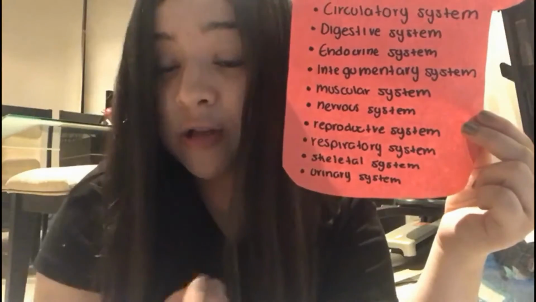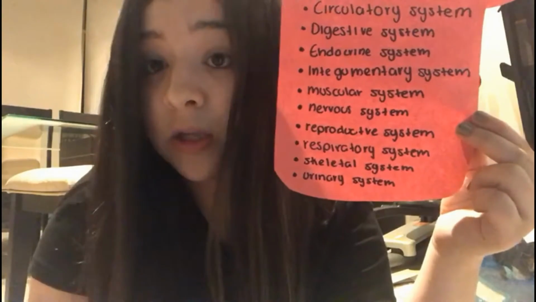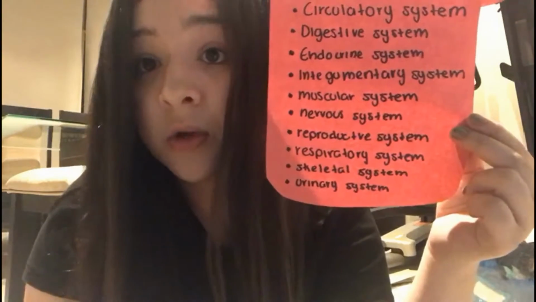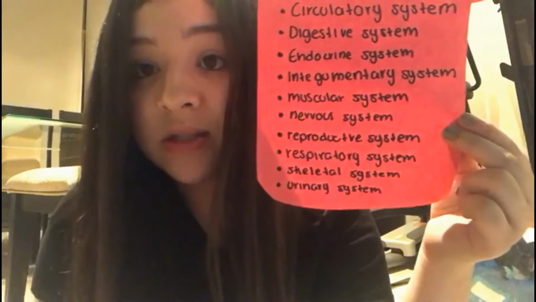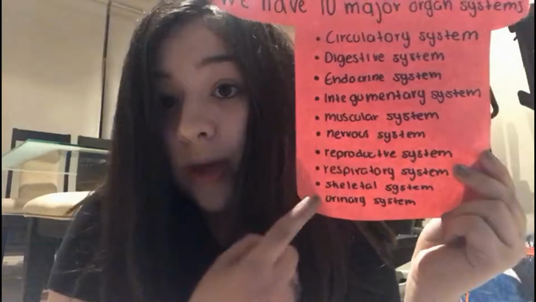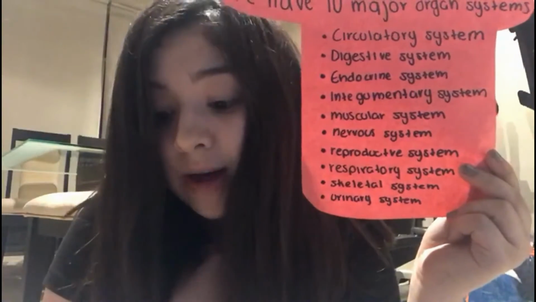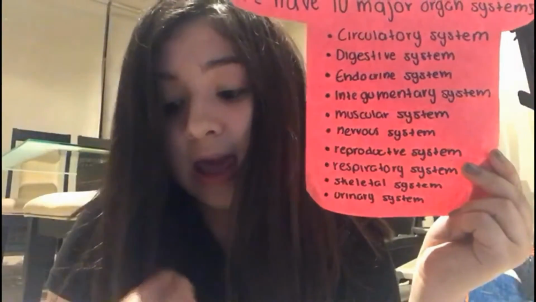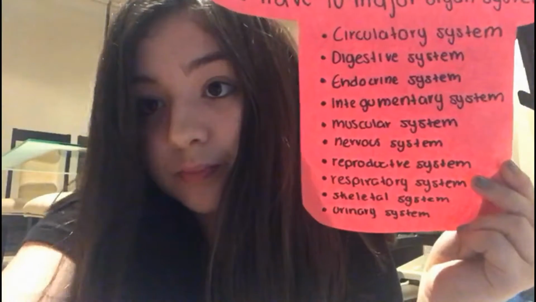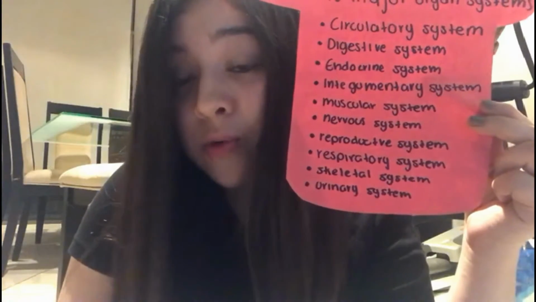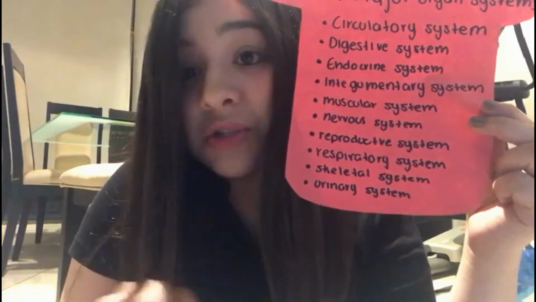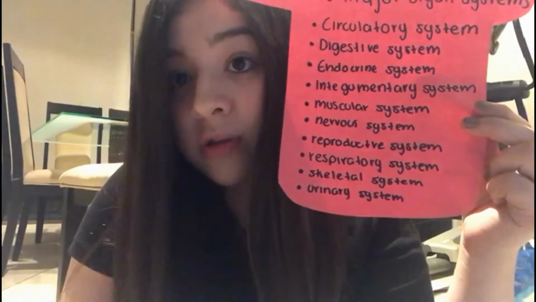Then we have the respiratory system that supplies the blood with oxygen in order to deliver it to all parts of our body through breathing. We have a skeletal system that provides shape and form to our body and supports and protects. And finally, we have the urinary system that is in charge of filtering out excess fluid.